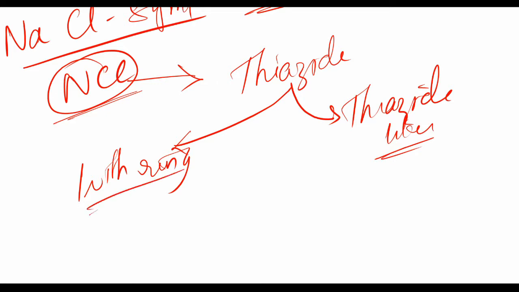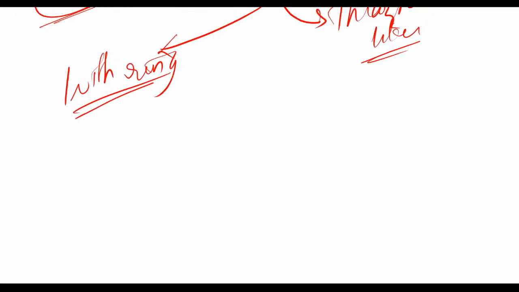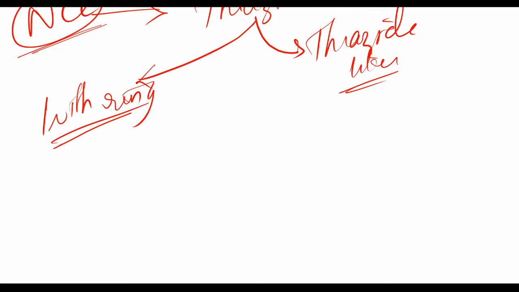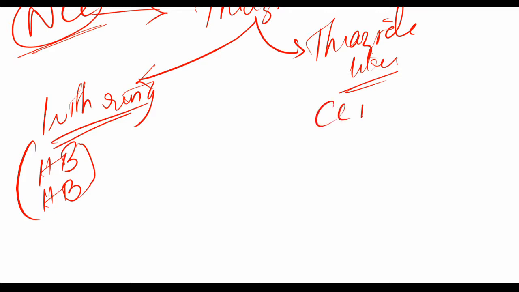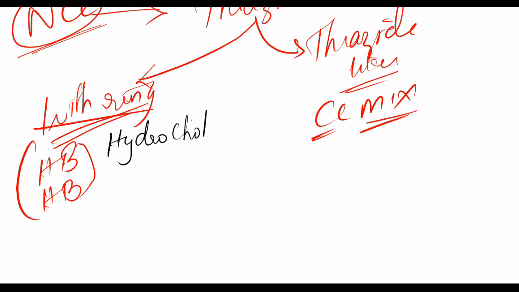Now, this is the classification. The names can be remembered with simple mnemonics. With ring, 2HB, and thiazide-like can be CC mix. So the mnemonic for both of them has been put up. Now we'll come to the drug names. With ring, so actual thiazide diuretics, HB: the H, hydrochlorothiazide. That's the first one.